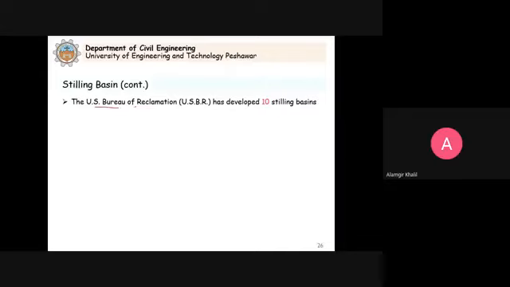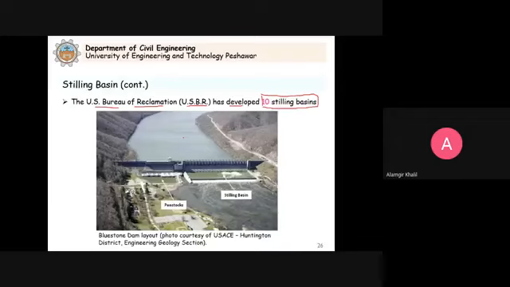The US Bureau of Reclamation, which we call USBR, has developed 10 types of stilling basin. If you study their detailed documents, they developed 10 types of stilling basin for these hydraulic structures. So you can see here the water flows in, and we have the hydraulic structure.